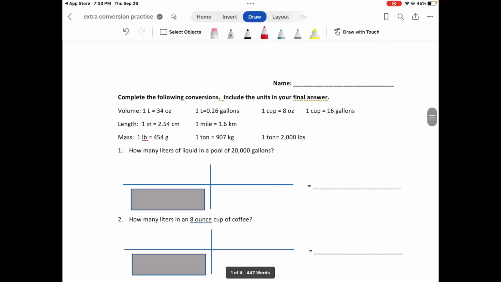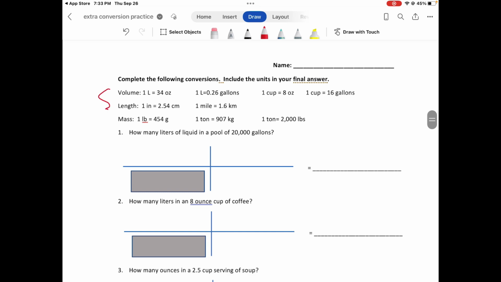So let's go ahead. Here are all the conversions. These are all the conversions on the assignment that you're going to need. We have all the volume conversions at the top, the length conversions in the middle, and the mass conversions there on the bottom line. So let's go ahead and do the first two.